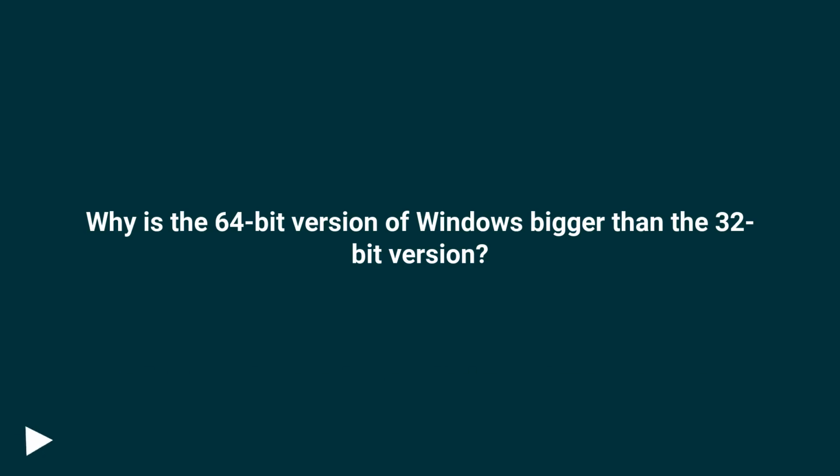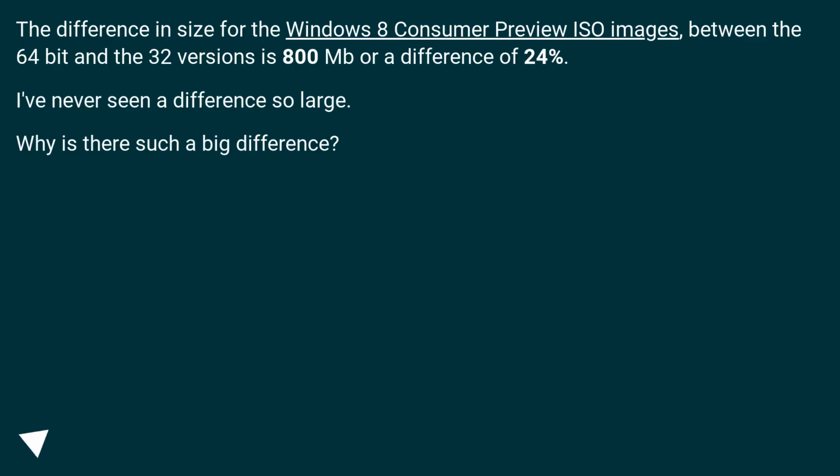Why is the 64-bit version of Windows bigger than the 32-bit version? The difference in size for the Windows 8 Consumer Preview ISO images between the 64-bit and the 32-bit versions is 800 MB, or a difference of 24%. I've never seen a difference so large. Why is there such a big difference?